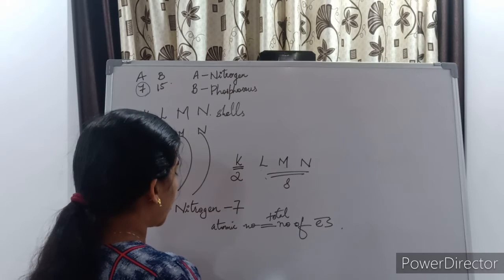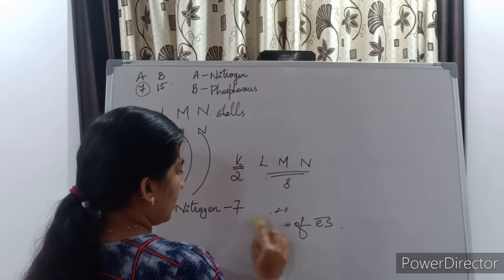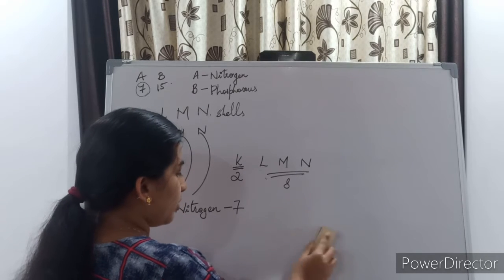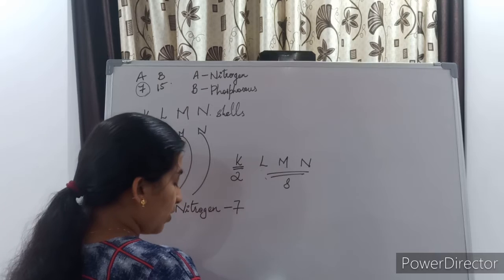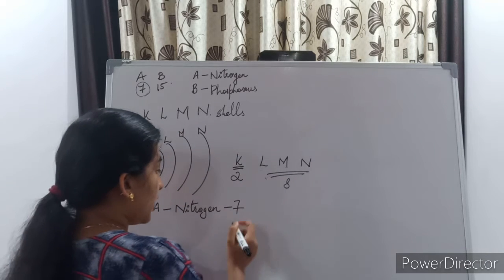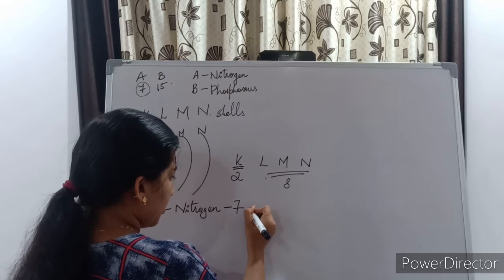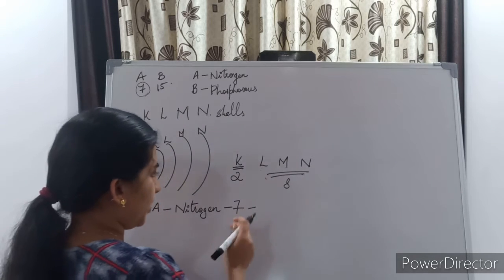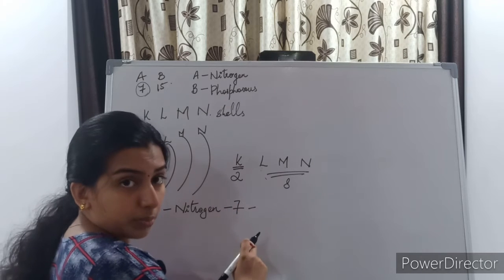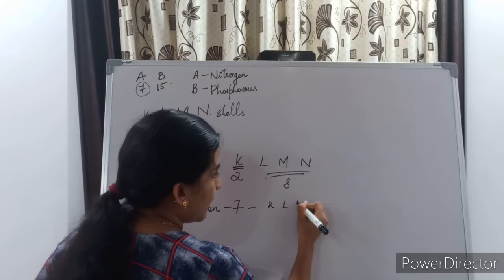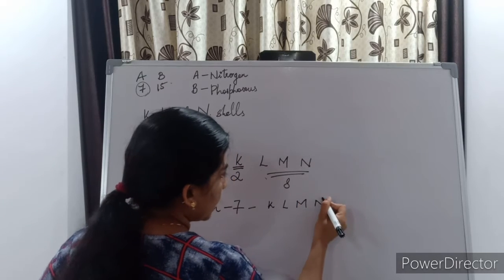So what will be the case of nitrogen? Nitrogen will be having a total number of electrons of 7. Why? Because nitrogen's atomic number is 7. So 7 is the number of electrons in nitrogen. Okay. Now writing the electronic configuration. 7 is the total number of electrons. So K, L, M and N.